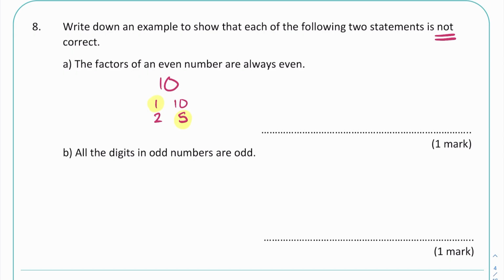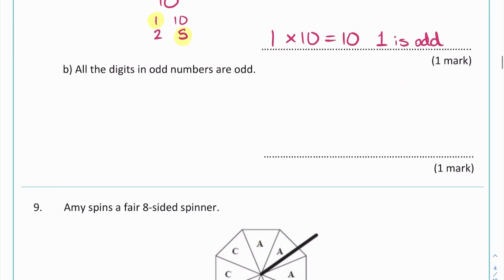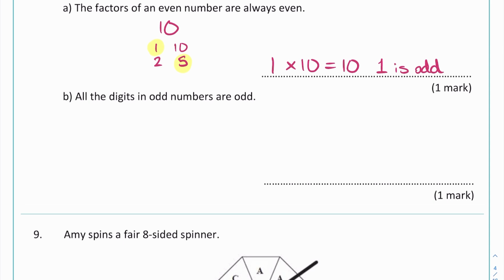How could we write this down? We could write 1 times 10 equals 10, and you could write 1 is odd. Or any other combination of that. You could write 5 is odd as well. Next: all the digits in an odd number are odd. Well, that's definitely not correct, is it? Because let's just think about anything that starts with an even number, like 20 and 21, 23, any of those. 23, that's an odd number.